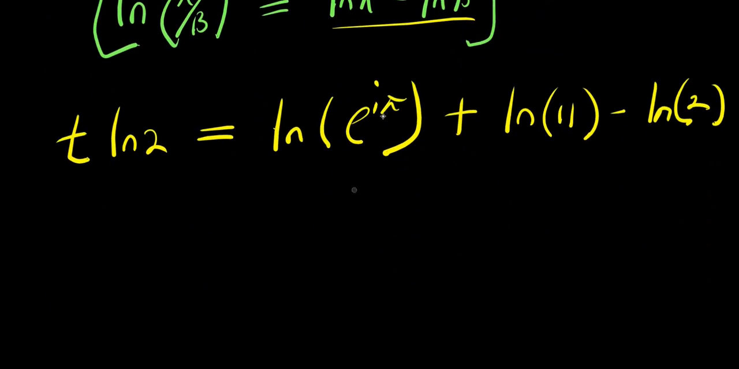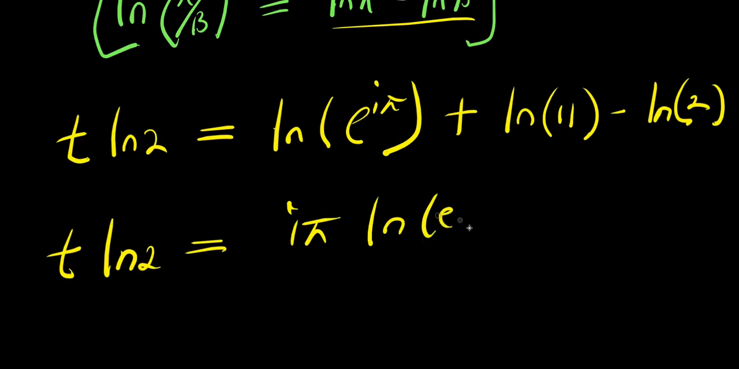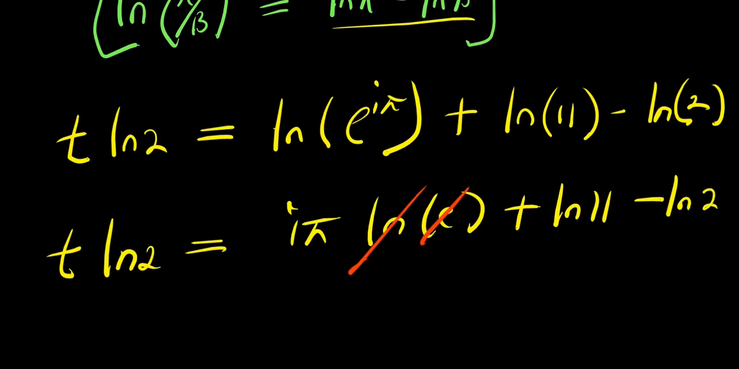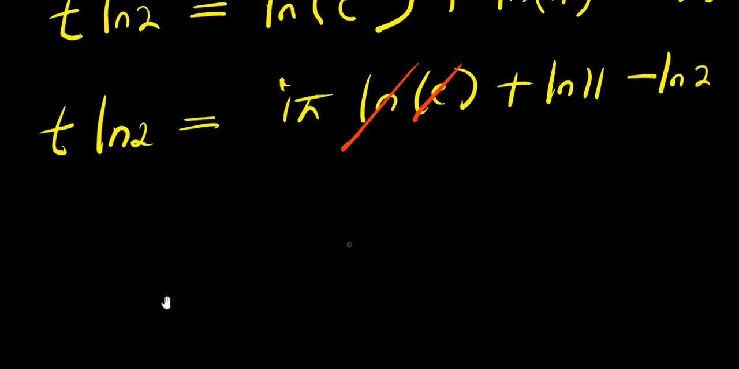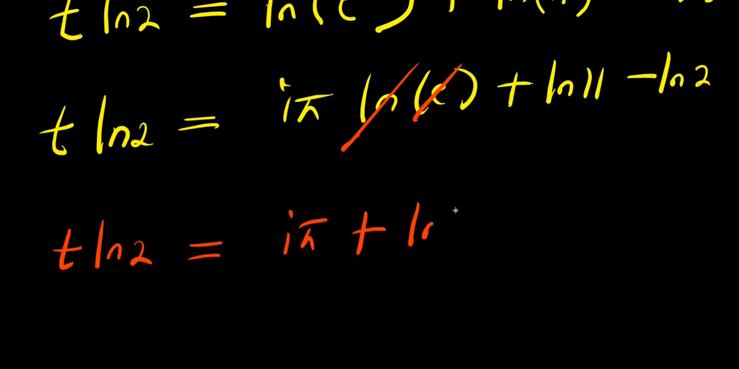And don't forget that natural log e power i times pi equals i times pi natural log of e. So this is t times natural log of 2 equals i times pi natural log e plus natural log 11 minus natural log 2. So this cancels this. I have t times natural log 2 equals i times pi plus natural log 11 minus natural log 2.